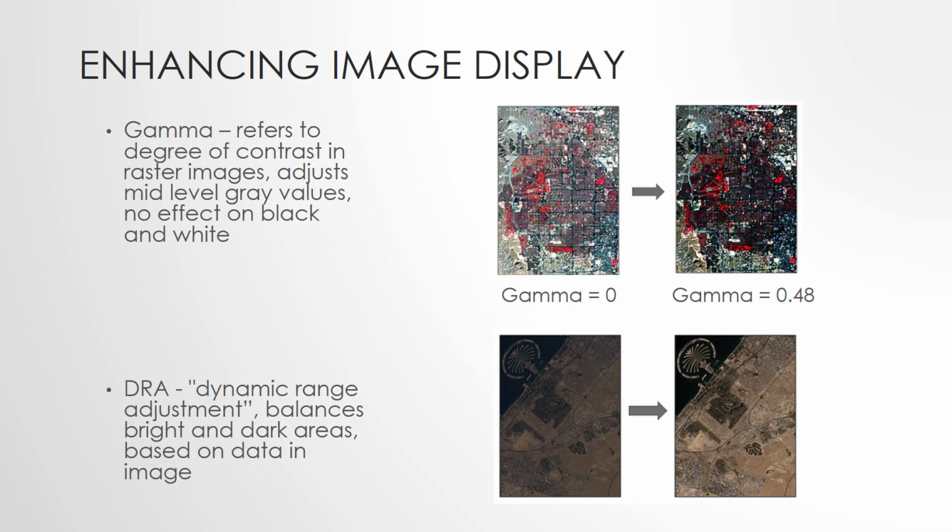So gamma refers to the degree of contrast in raster images, and it adjusts mid-level gray values. It doesn't have any effect on the black and white. DRA stands for dynamic range adjustment. It balances the bright and dark areas of an image based on data in the image. You're not changing the data itself, you're just making more balance between bright and dark areas so the features appear more readily.